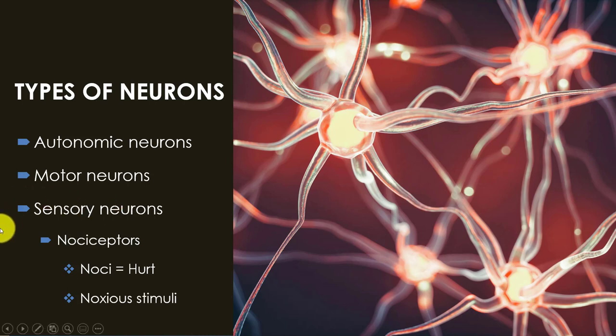Pain obviously is a sensory process, and this painful stimulus is transmitted by sensory neurons, right? More specifically, pain is transmitted by a subtype of sensory neurons called nociceptors, which comes from the Latin word noci, that means hurt. It's related to the word noxious, which is why you will sometimes hear pain researchers refer to noxious stimuli, right? So those are the stimuli that cause pain.